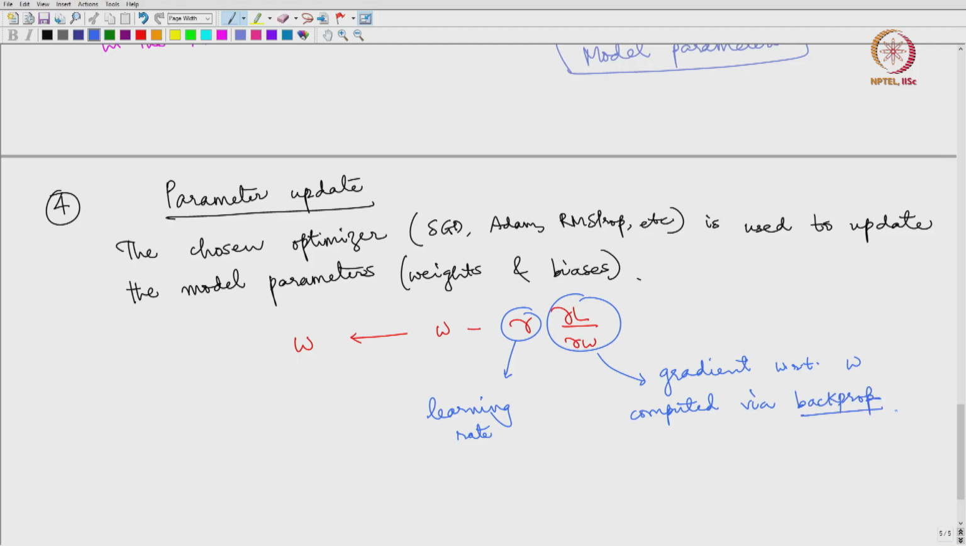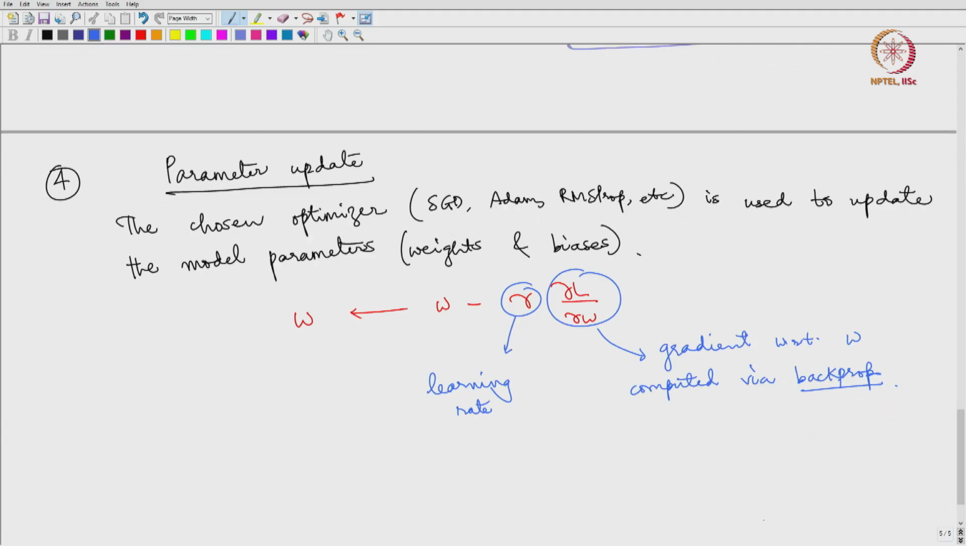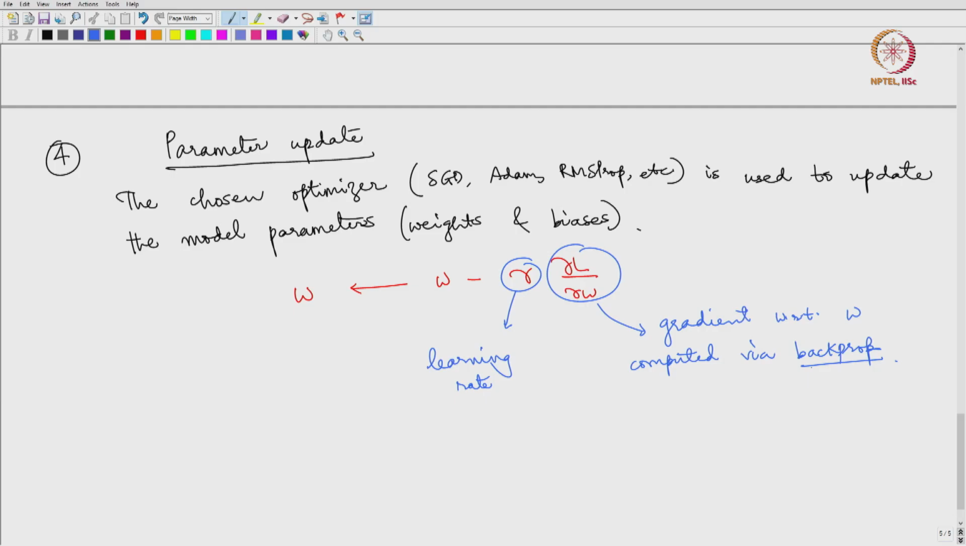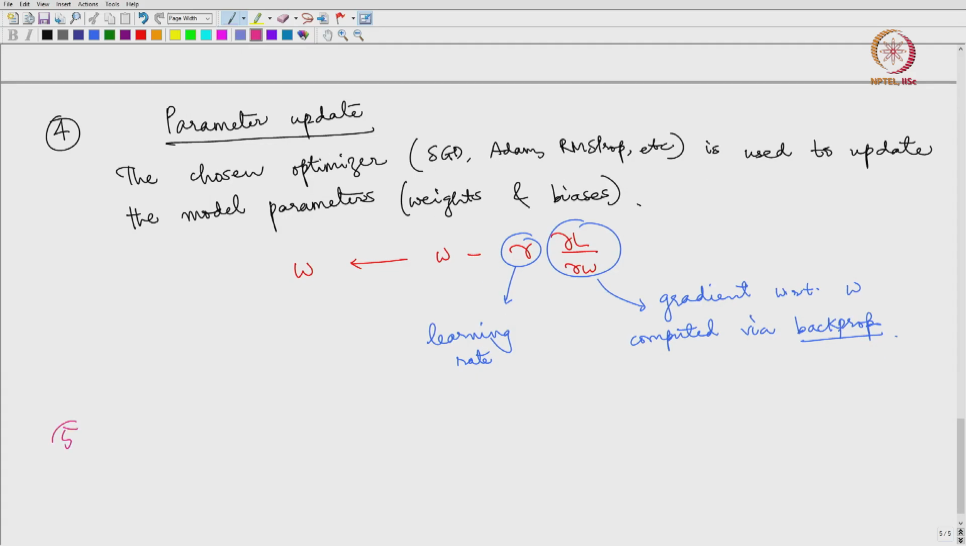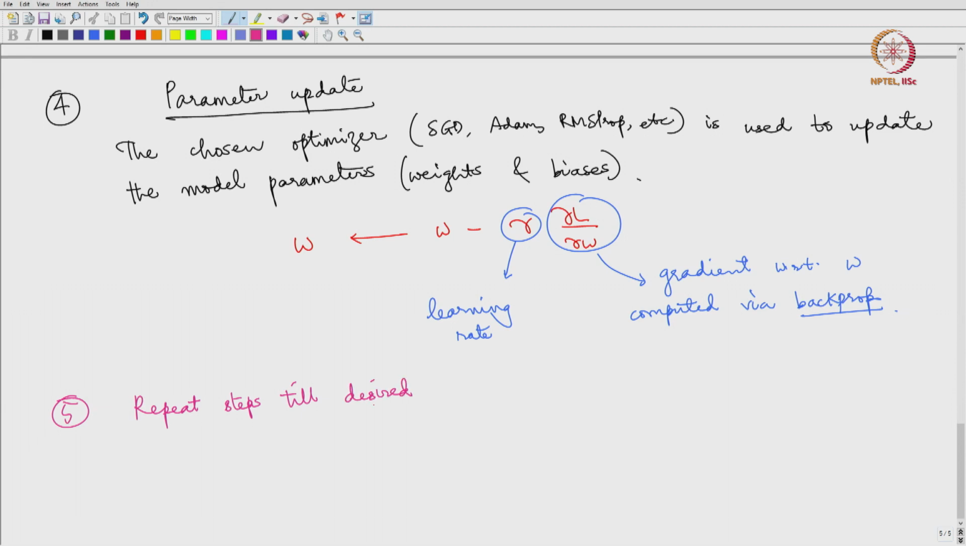So, back prop is essential; without back prop you will not have the gradient of the loss function and you would not be able to update the model parameters. I hope this makes sense, and of course as you know, in any kind of iterative method you have to continuously keep on repeating these steps till the desired value of the loss function, till desired model performance is reached.